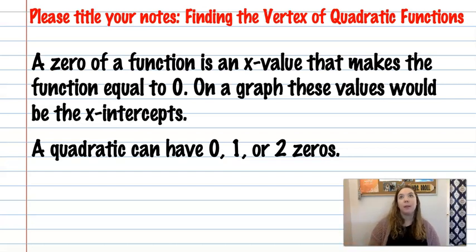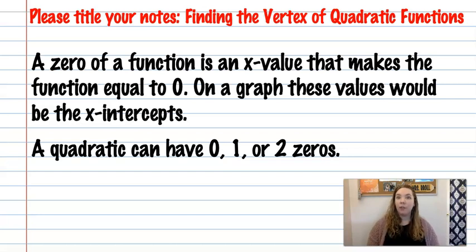So first we have to talk about zeros of our function. So a zero of a function is an x value that makes the function equal to 0. So we talked about this very briefly when we were factoring. On a graph, these values would be the x-intercepts. A quadratic can have 0, 1, or 2 zeros.